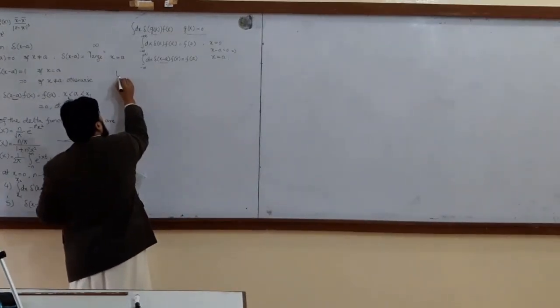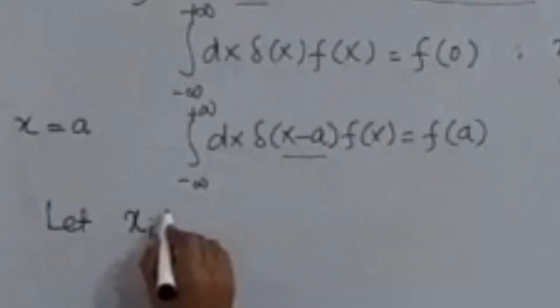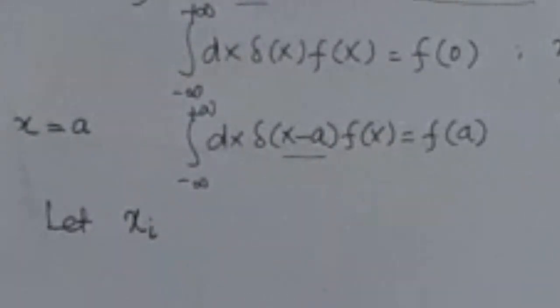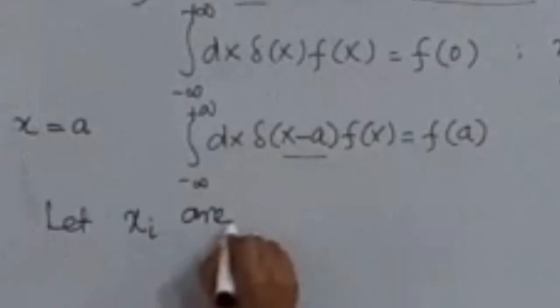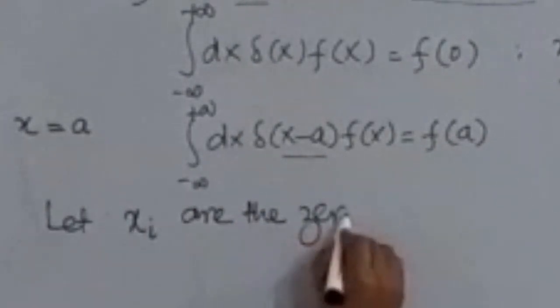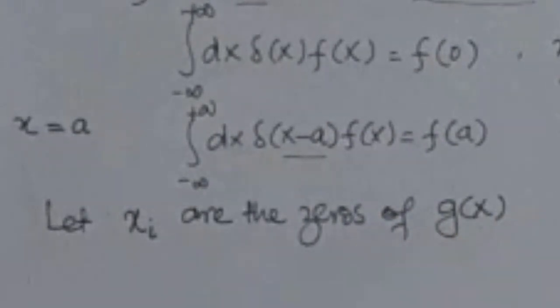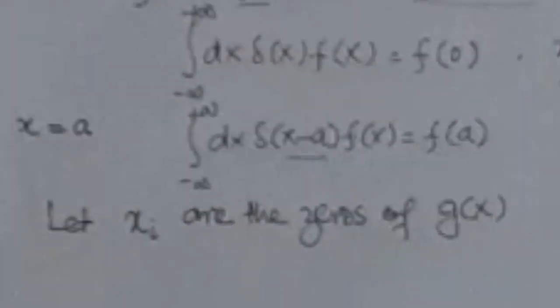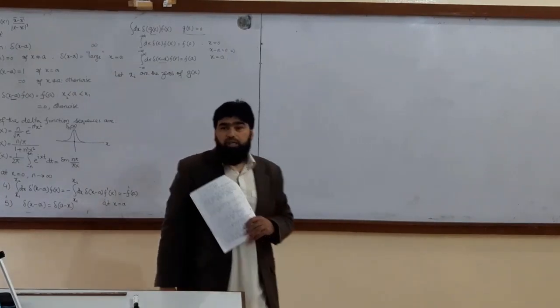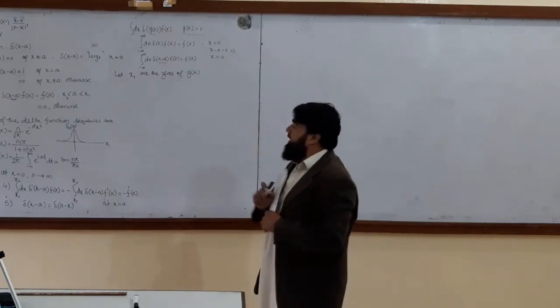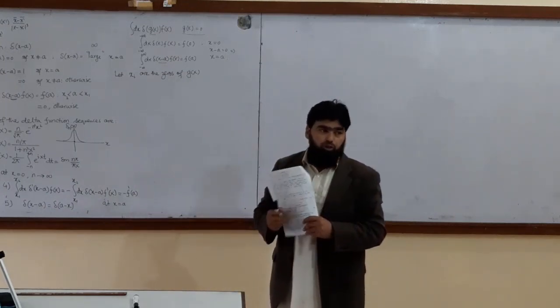So we say that let x of i be the zeros of g of x. Like g of x is a function, it may have 1 root, 2 roots, 3 roots, whatever it is, it depends on the function, what kind of function it is. So it will have so many roots there. Let's say x of i are actually the roots of g of x.